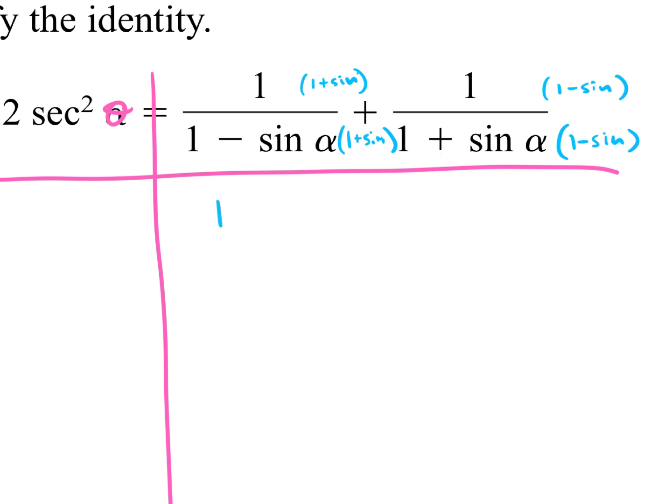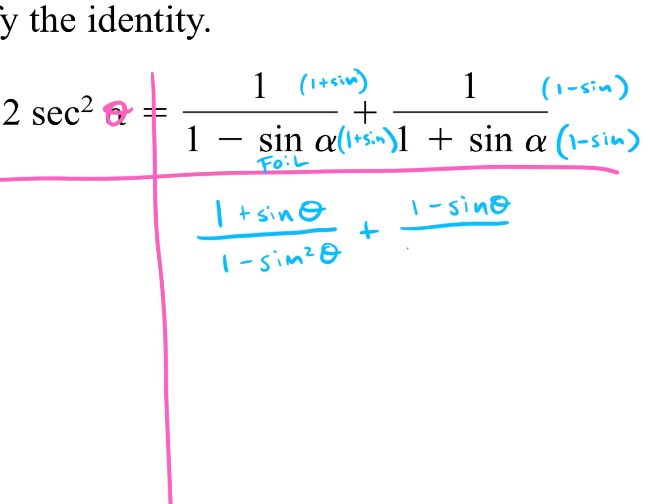So in my first fraction, I have 1 plus sine. I have to FOIL out the bottom, so I end up with 1 minus sine squared. Same thing with the second fraction. I have 1 minus sine on top over 1 minus sine squared on the bottom.